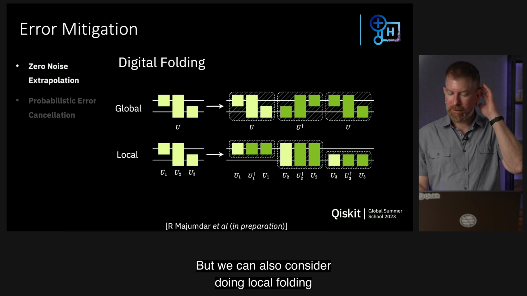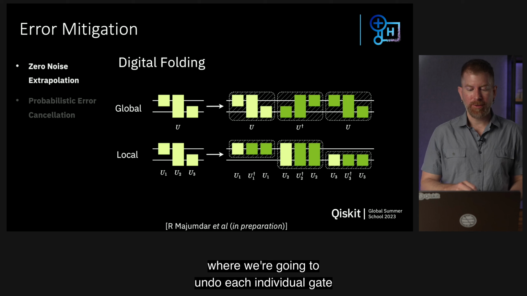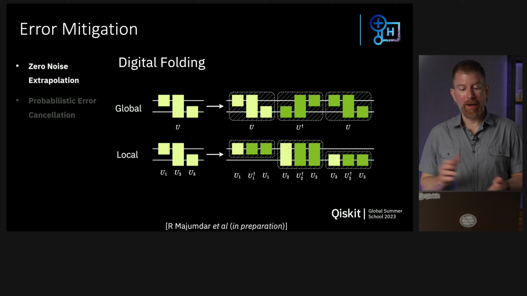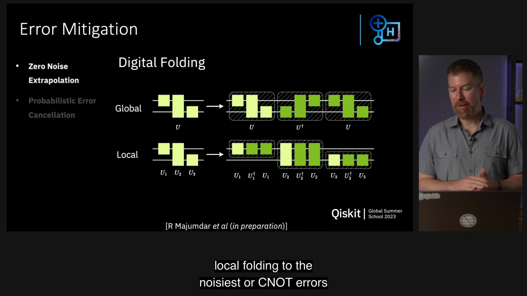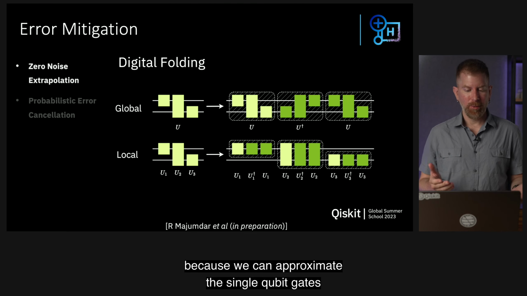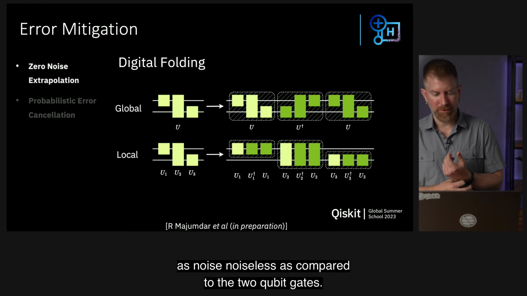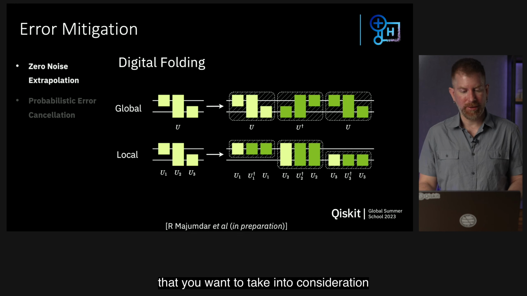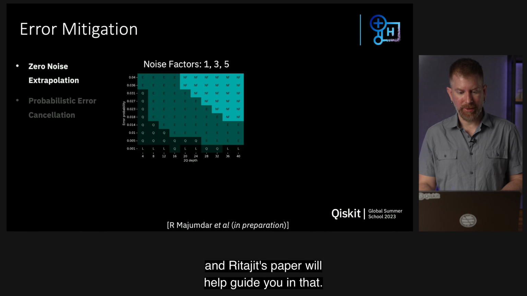But we can also consider doing local folding, where we're going to undo each individual gate in a serial way instead of a global way. Often we're actually only going to do local folding on the noisiest gates, the CX gates that we have in the system, because we can approximate the single qubit gates as noiseless as compared to the 2-qubit gates. So these are strategies that you want to take into consideration when doing zero noise extrapolation, and Redigit's paper will help guide you in that.